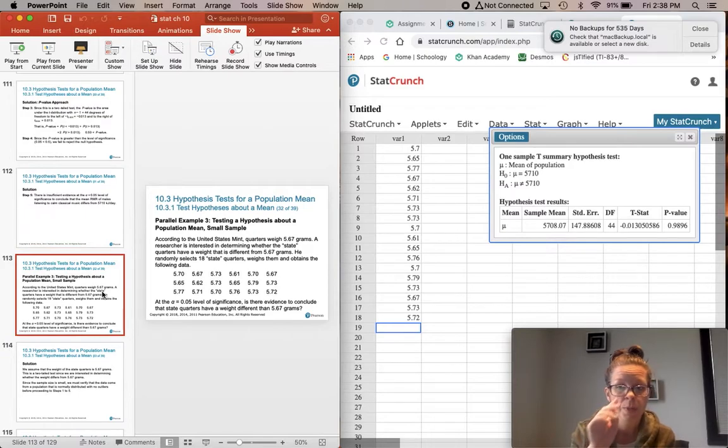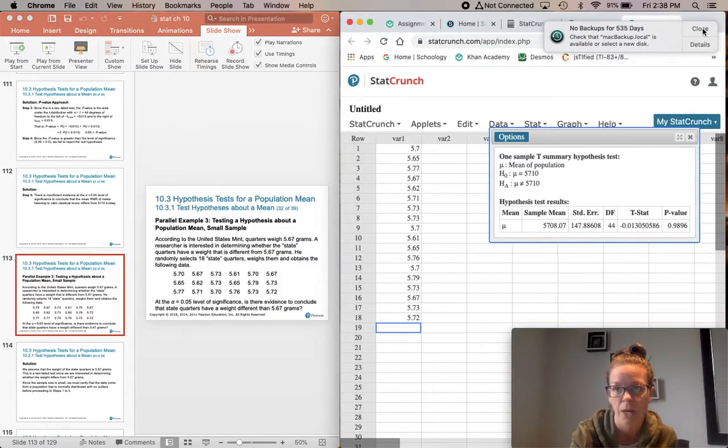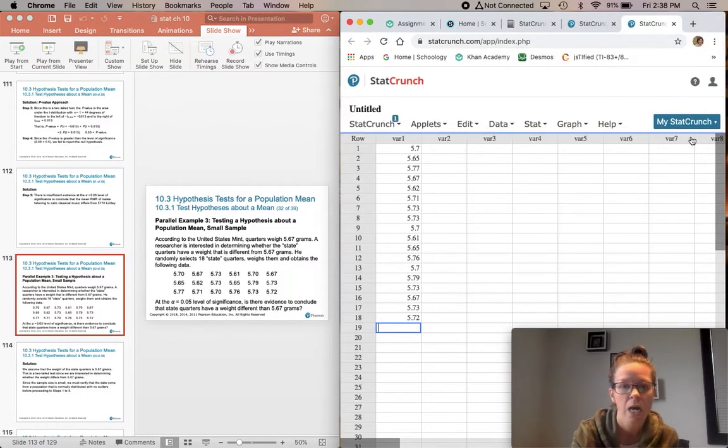Okay, next example is pennies, no, quarters. So we looked at pennies in the last chapter, I guess, and now we're upgrading ourselves to looking at quarters here. So according to the U.S. Mint, quarters weigh 5.67 grams. A researcher is interested in determining whether the state quarters have a weight that is different than 5.67.